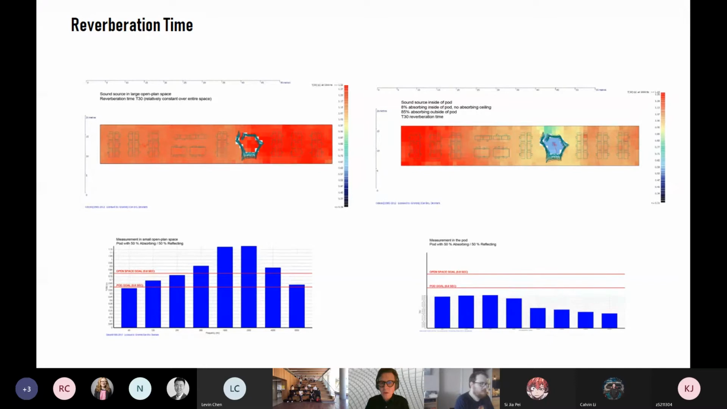So I use Odeon simulation software for much of the simulation work that I do, and these are some of the types of results that can come out of it, right? And so what we're just seeing here is this distribution of reverberation time, both inside the pod and outside the pod, and what impacts that has on the larger performance of the office itself.